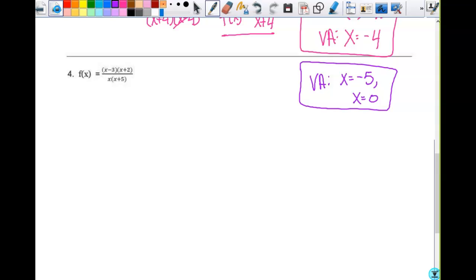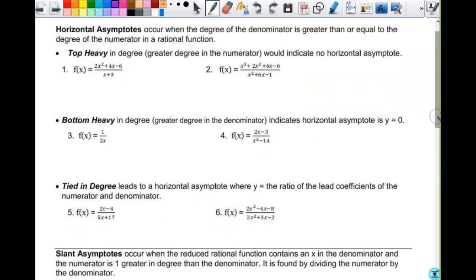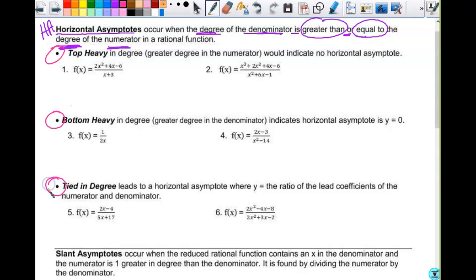So let's talk about horizontal asymptotes. Once my board cooperates. There we go. So our horizontal asymptotes, we are going to abbreviate as HA. Okay, so there's 3 different kinds we can have. With our horizontal asymptotes, they occur when the degree of the denominator is greater than or equal to the degree of the numerator in a rational function. Okay, so we have 3 different things that could happen with a rational function. It could be top-heavy, it could be bottom-heavy, or it could be tied in degree. And we're talking top-heavy and bottom-heavy based on the degree of the function.